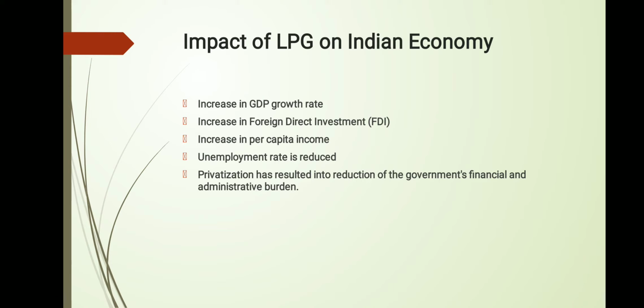Apart from that, we can see an increase in per capita income. Okay, increase in per capita income. We know that. What do you mean by per capita income? Per capita income is nothing but the total income per head of a person, meaning it is the total GDP divided by the total number of population in the country. Okay, which is nothing but per capita income, right?